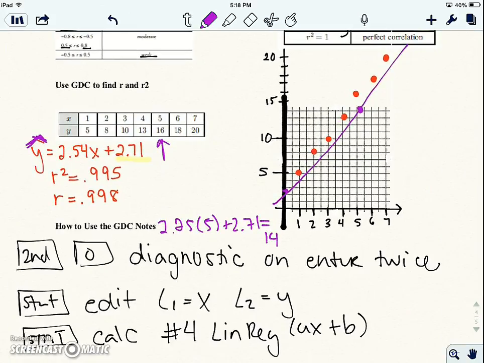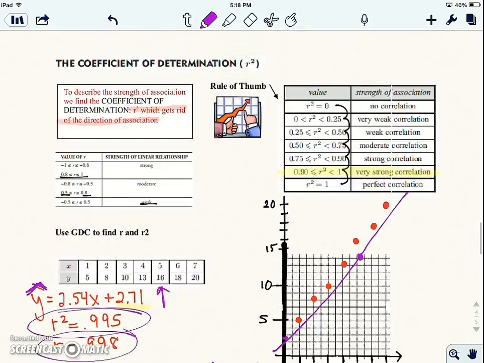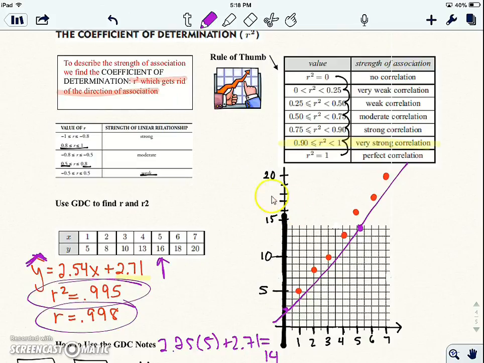I want to talk about the r and the r squared. Notice they're very strong and they were very easy to get. That's all you need for day 2.